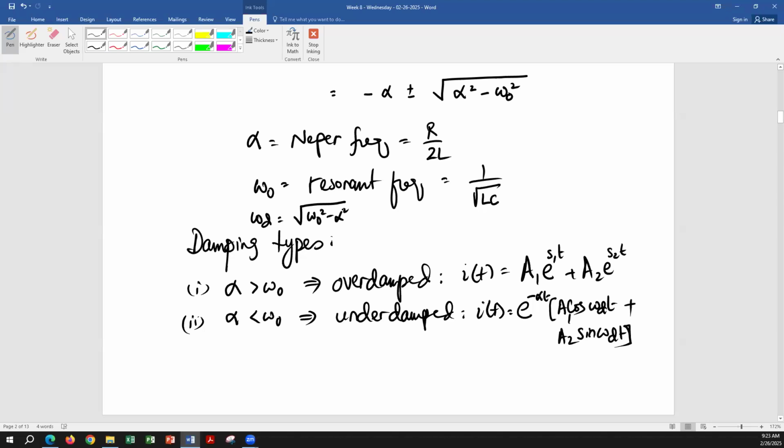When the square root becomes imaginary, you take that i outside, you flip omega naught and alpha, and that becomes the natural resonant frequency. That's the frequency of the sinusoid that is oscillating and decaying. And this is natural resonance.